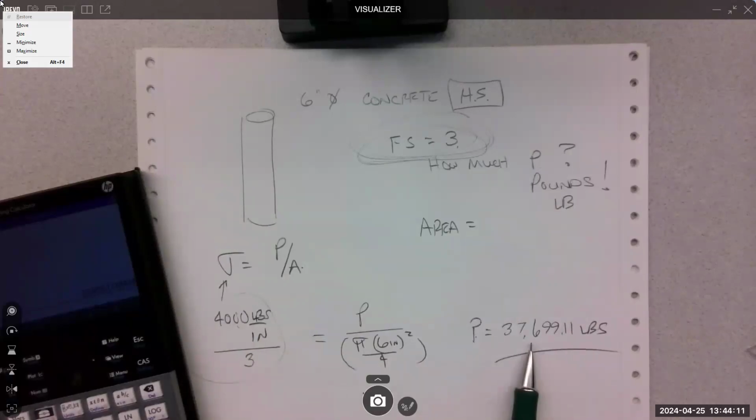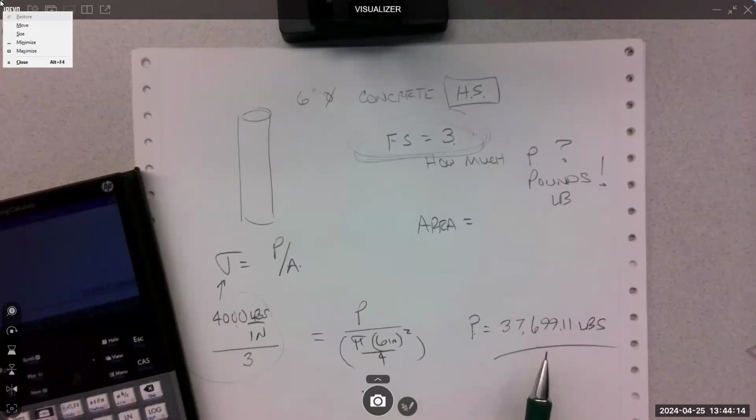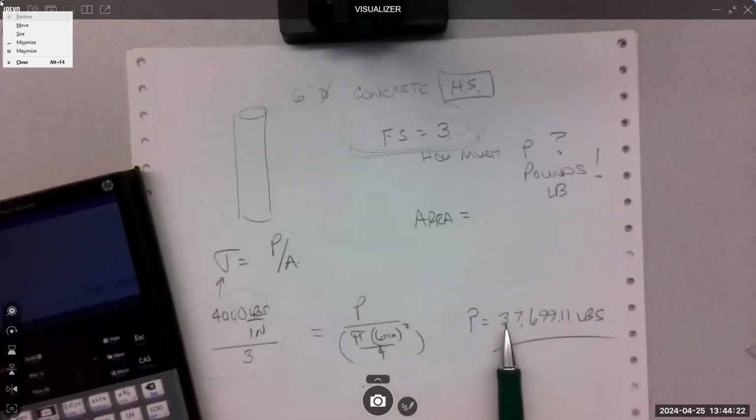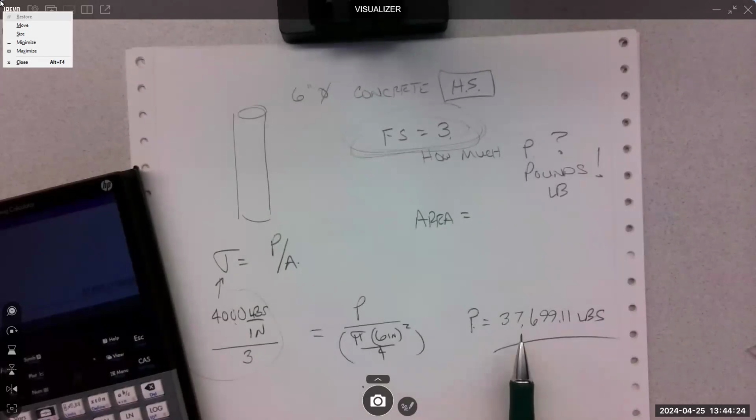So is this even close to blowing up the concrete? No, because we took that number, 4,000, and we divided by 3. So this is 3 times safe. Does that make sense?